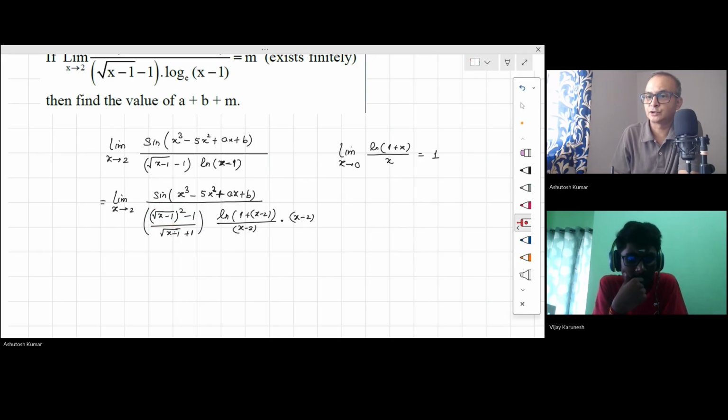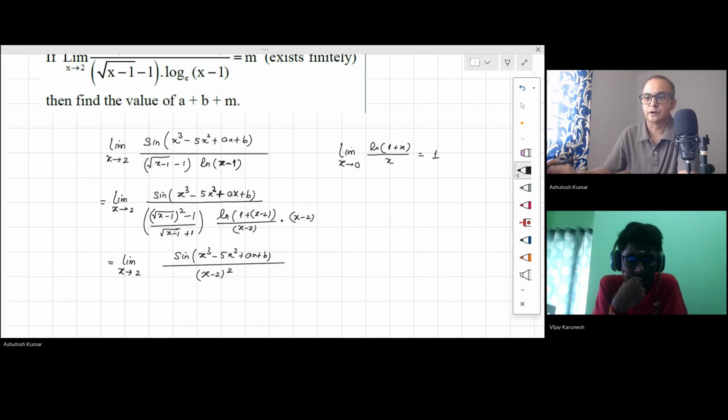Do you see this, x minus 2? Yes, sir. So what I'm left with here in the denominator, limit x approaches 2, is x minus 2 the whole square in the denominator, correct? Yes, sir. Now again you can think that okay, we can differentiate and all, but just think wisely. This is x minus 2 the whole square.